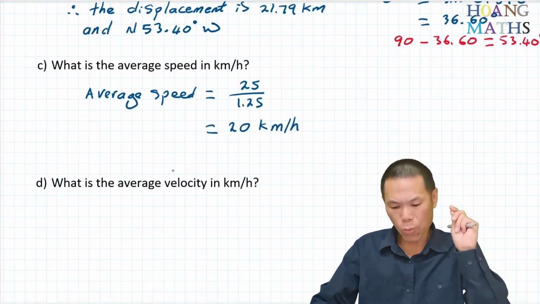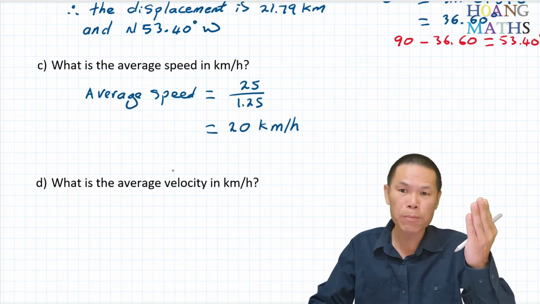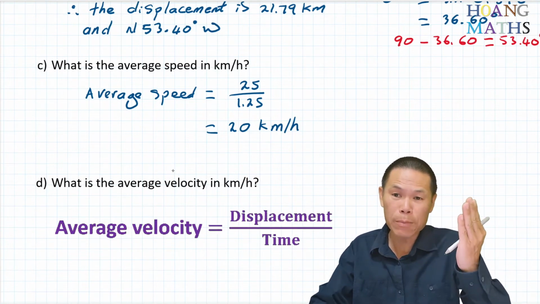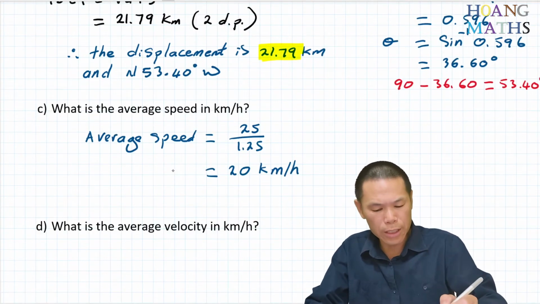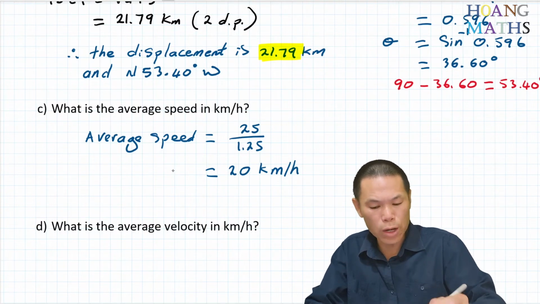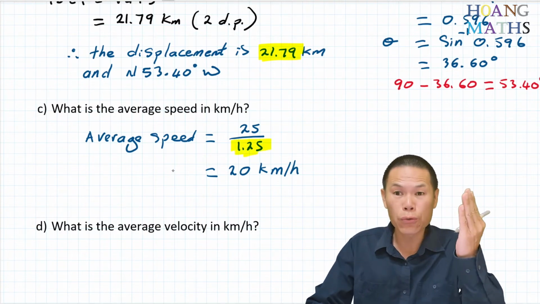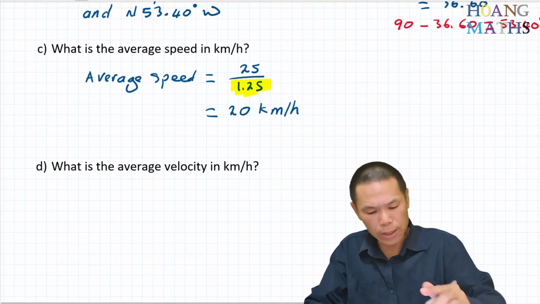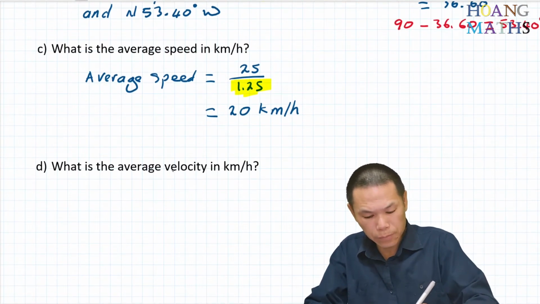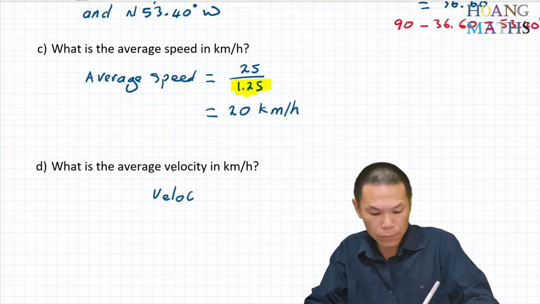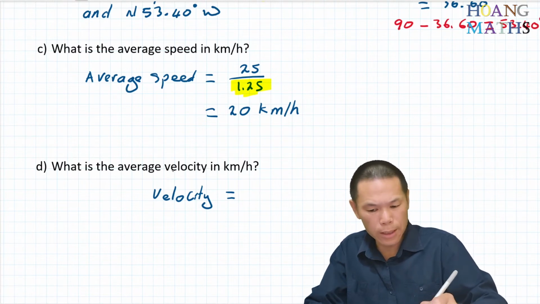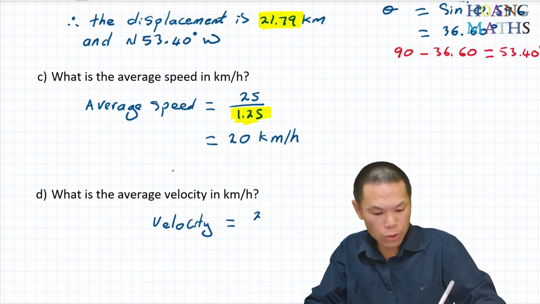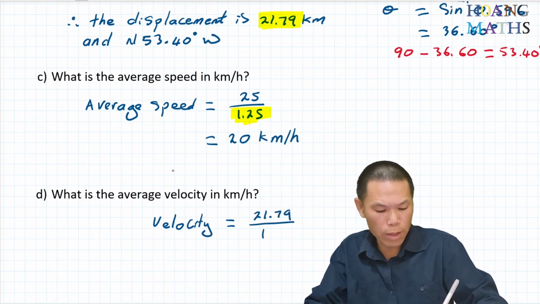So part D. What is the average velocity in kilometers per hour? So the velocity is the displacement over the time. The displacement is 21.79 kilometers and the time taken to travel is 1.25 hours. So let me just write this down. The average velocity is equal to the displacement, which is 21.79, over the time, that is 1.25.